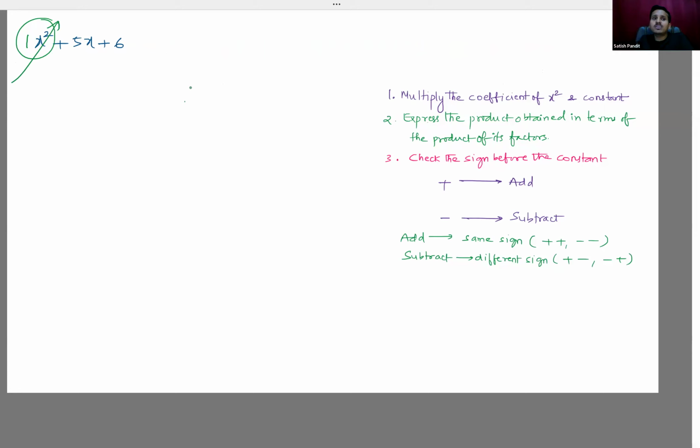Now suppose 7 is there, then the coefficient of x square will be 7. So to find the coefficient of x square, go to the term.